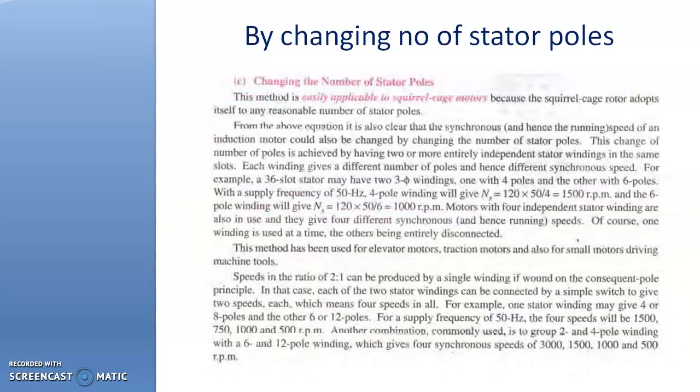Okay. The third method is changing the number of stator poles. So you know, again from the equation of synchronous speed of induction motor, it is 120 f by P. So P is the number of stator poles. So the stator poles can be changed only in the design step, not in the operating condition. So while the motor is in operation, you cannot change the number of poles.